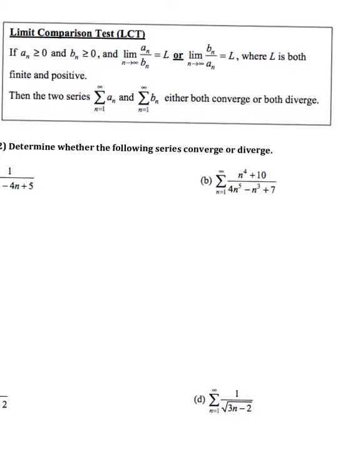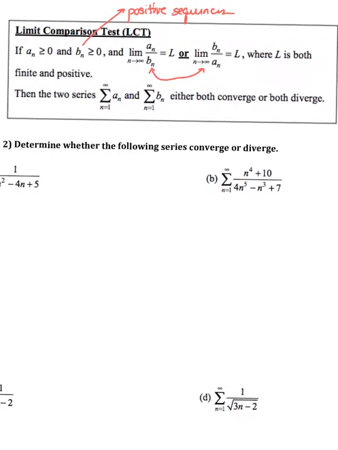It says if you have a sub n is greater than or equal to 0 and b sub n is greater than or equal to 0, again, we're looking at positive sequences, although they can be equal to 0. And the limit as n approaches infinity of a sub n over b sub n equals L, or the limit as n approaches infinity of b sub n over a sub n equals L. So notice it doesn't matter which series is in your numerator or denominator. They just have to equal a limit where that limit L is both positive and finite. Then the two series either both converge or both diverge. So when you're building your comparison with a limit comparison test, think about comparing with just something easy, usually a p-series or a geometric series, something that you know what it does.